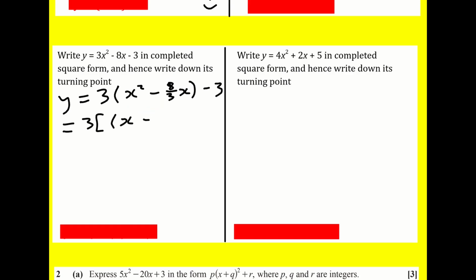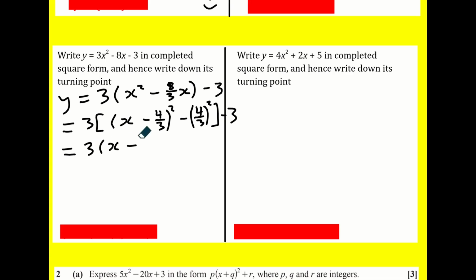So I'm going to have 8 over 3, which you either write as 8 over 6 and then simplify to 4 over 3, or you just write 4 over 3. 4 over 3 plus 4 over 3 is 8 over 3. I know I've got negatives going on, but it's the same idea. And I'm going to have to minus 4 over 3 squared. Close the bracket, and then still need to minus 3. Okay, and we're nearly done.